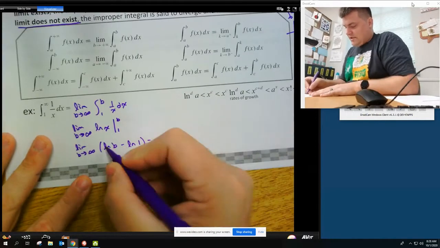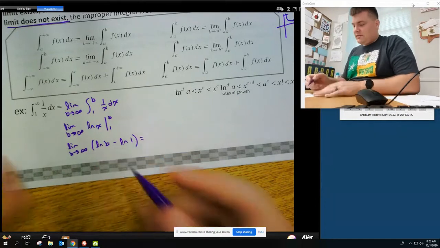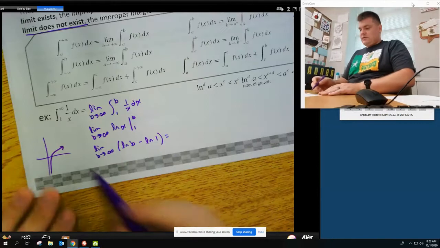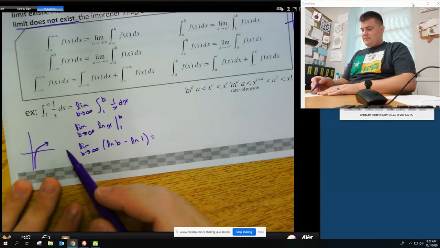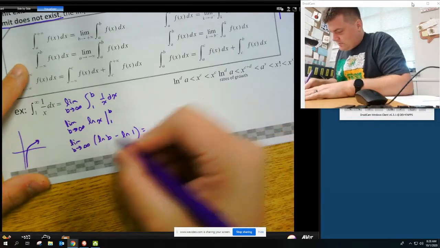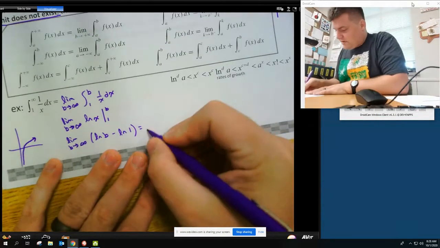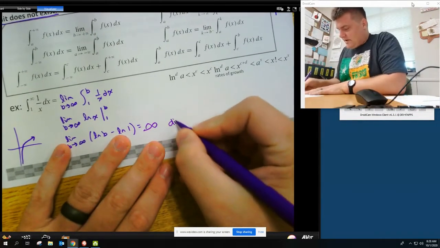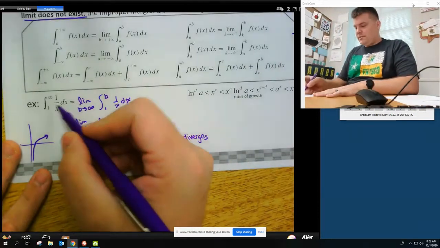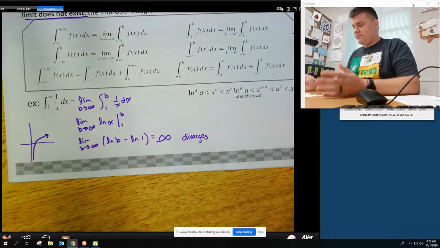So now I'm going to get ln of b. Well, as b approaches infinity, ln, that's what it looks like by the way, is going to keep going up and up and up to infinity. So what's going to happen here? Well, we're going to end up getting infinity minus 0, because ln of 1 is 0. So we're going to get infinity. So this answer diverges. So actually, I cannot find this integral. Again, integrals represent area, so I cannot find the area from 1 to infinity of 1 over x.